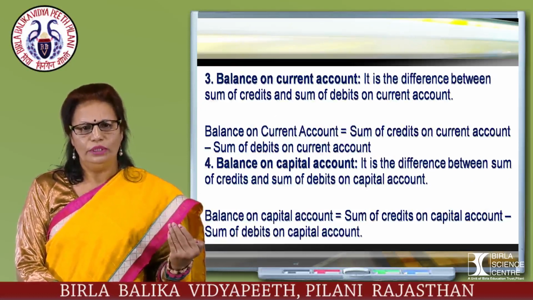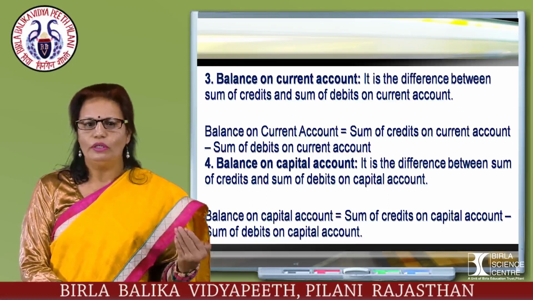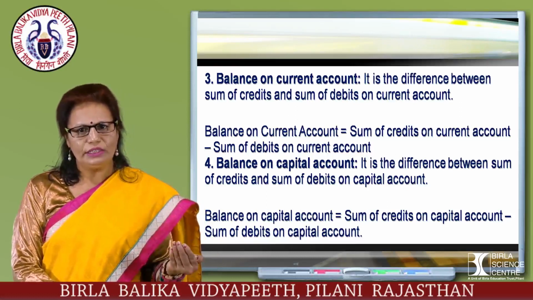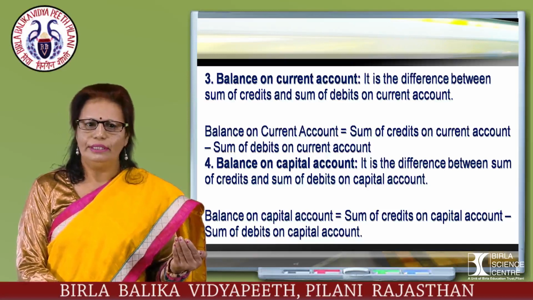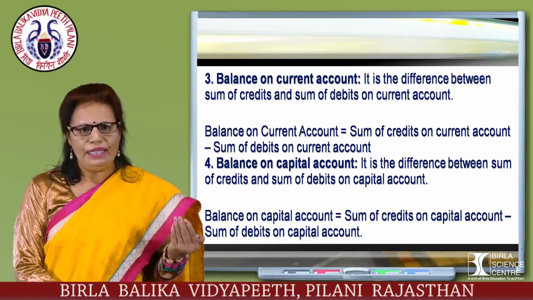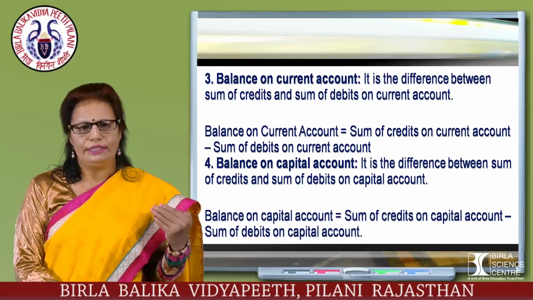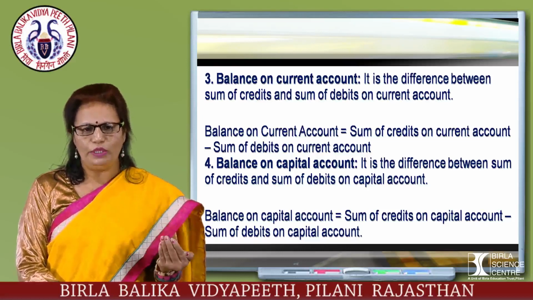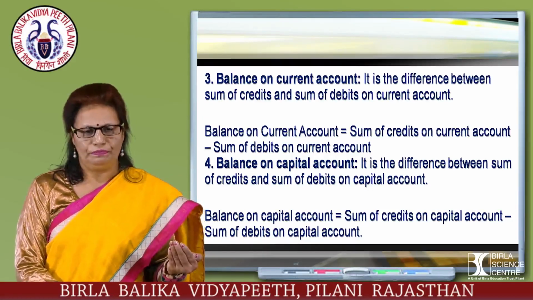Balance on current account is the difference between sum of credits and sum of debits on current account. So balance on current account equals sum of credits on the current account minus sum of debits on current account. Balance on capital account is the difference between sum of credits and sum of debits on capital account. Balance on capital account equals sum of credits on capital account minus sum of debits on capital account.